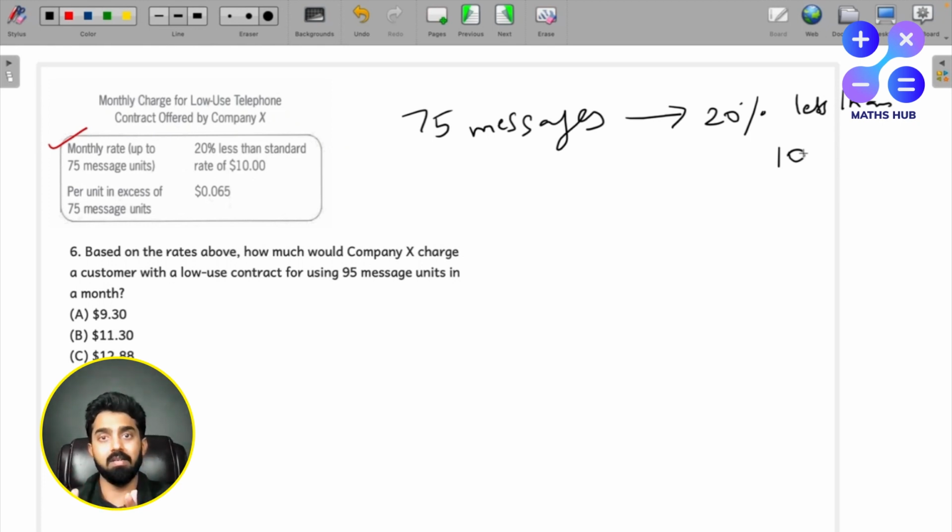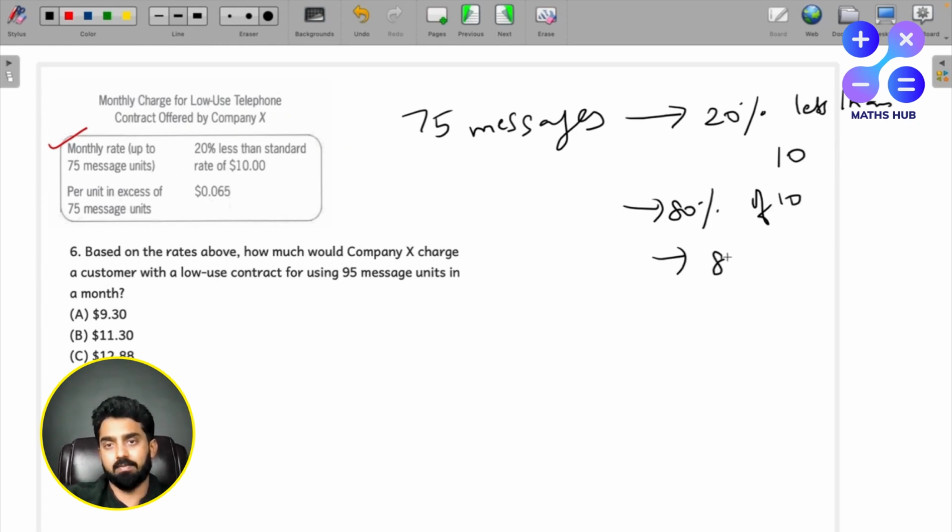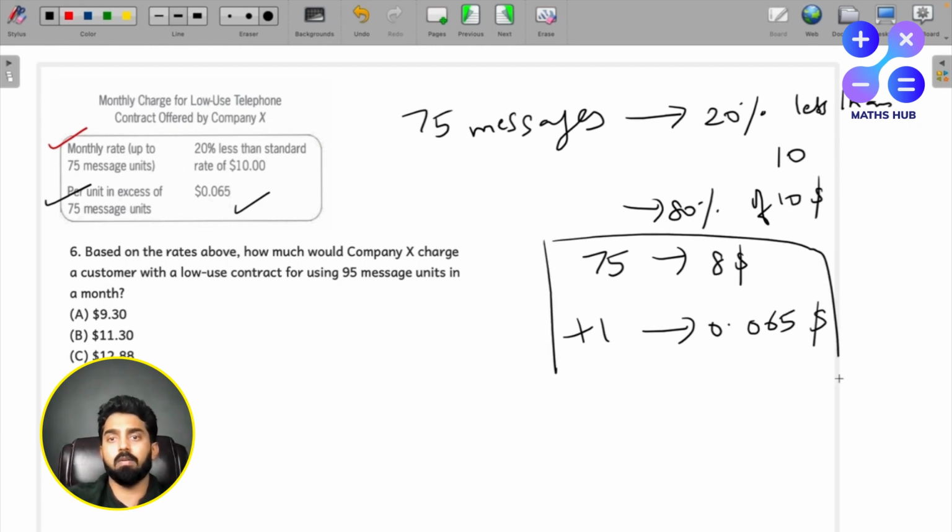Now when you have 100% and you reduce it by 20%, what is remaining with you? It's 80%. 100 minus 20 is 80. So when you reduce something by 20%, you have remaining 80% with you. So if you have a glass of water, you reduce it by 20%. Remaining you have 80% water, no? That's it. So 20% less than 10 means 80% of 10, which is $8 basically. So 75 messages cost you $8. And then every plus one will cost you $0.065. That's our basic detail.